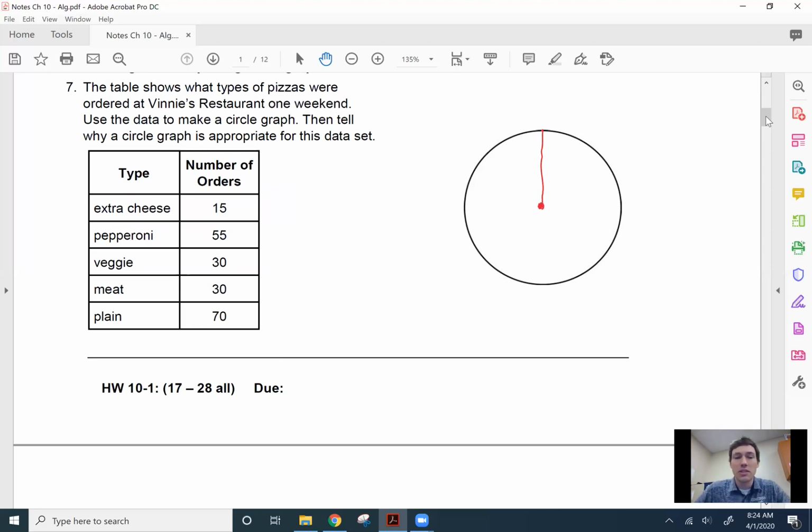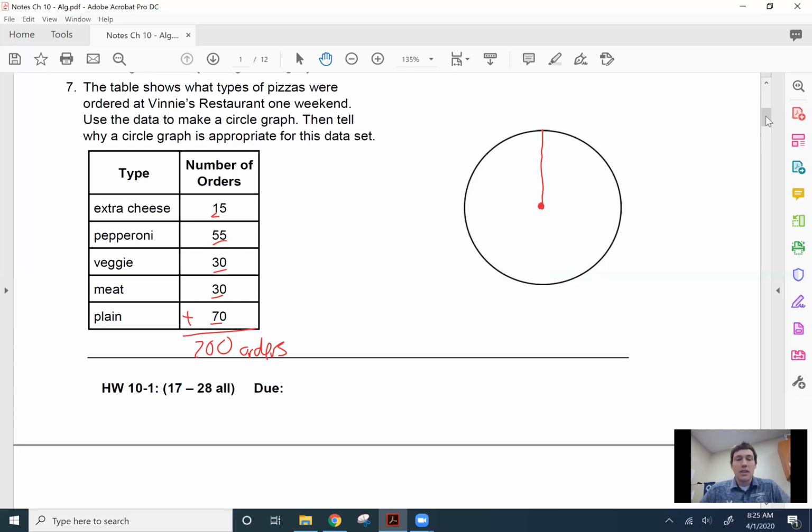Now, what we basically need to find here are percentages. So first of all, I need to know how many total orders were made. So I add up 15 plus 55 plus 30 plus 30 plus 70. And I get a total of 200 orders. When I add all those up, I get 200 total orders.